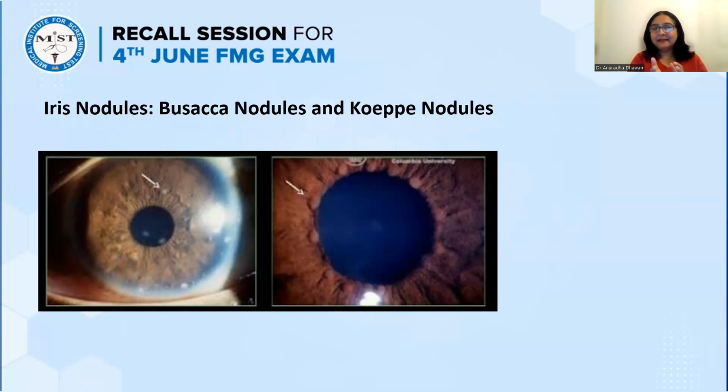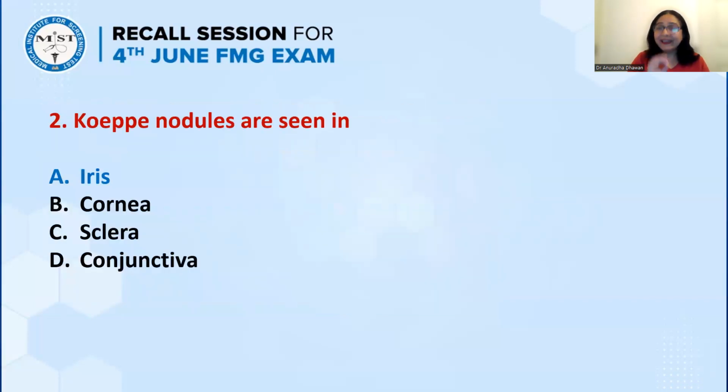So this was asked in the exam. They didn't give the image, but they asked where the Koeppe nodules are found. So Koeppe nodules are iris nodules, friends. They are a feature of granulomatous uveitis.